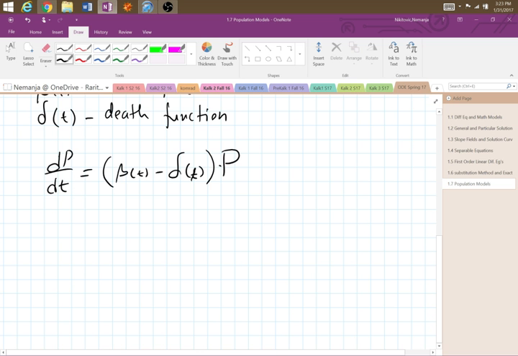So clearly we have dp over p equals beta t minus delta t, everything dt. This is separable, and because it's separable, it's easy to solve.